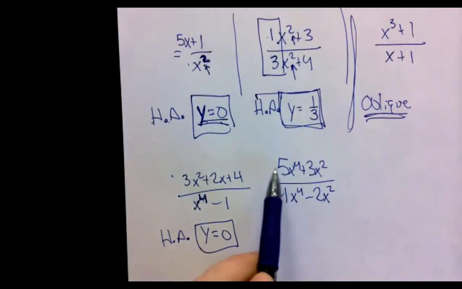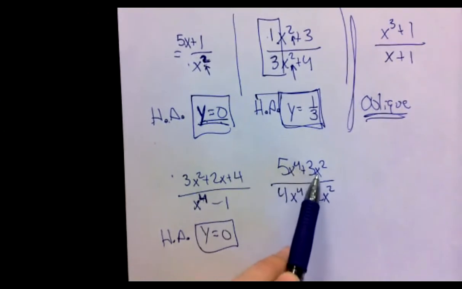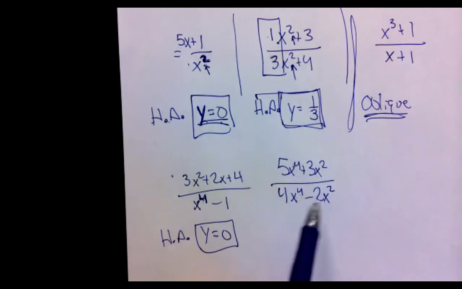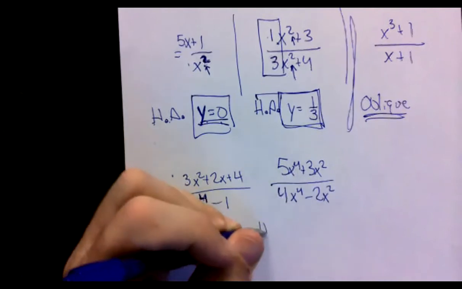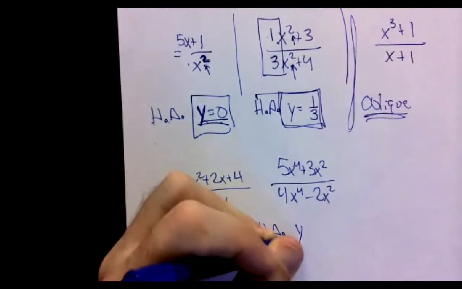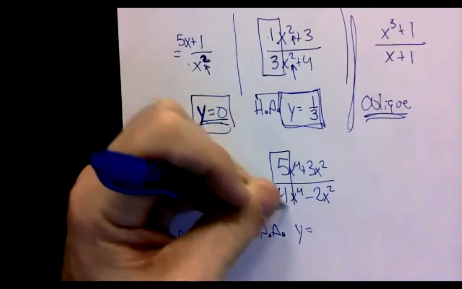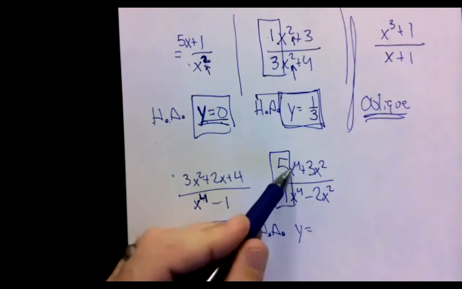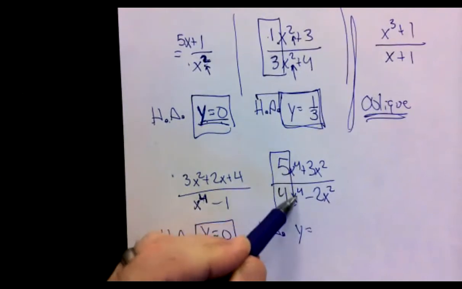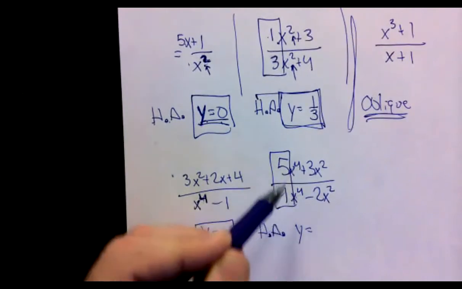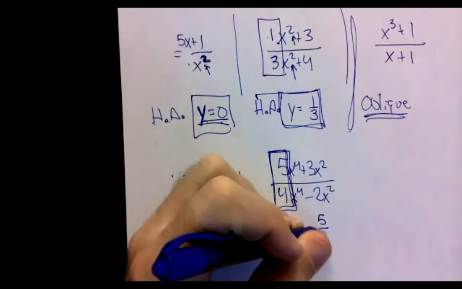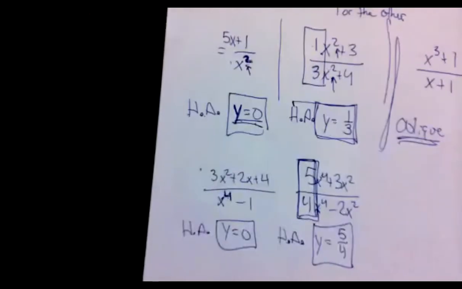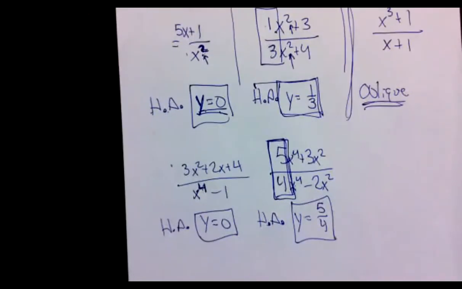Can't read my crappy handwriting that says 5x to the 4th plus 3x squared over 4x to the 4th minus 2x squared. If your degrees are the same, you also have a horizontal asymptote, and it happens at the ratio of those coefficients. The x to the 4ths are my biggest exponents. Since they're the same, I just grab the numbers in front. In this case, that would be 5 and 4. That's where my horizontal asymptote occurs.